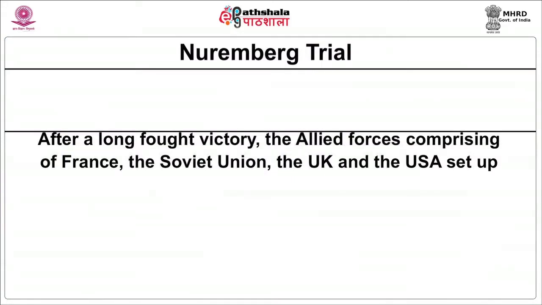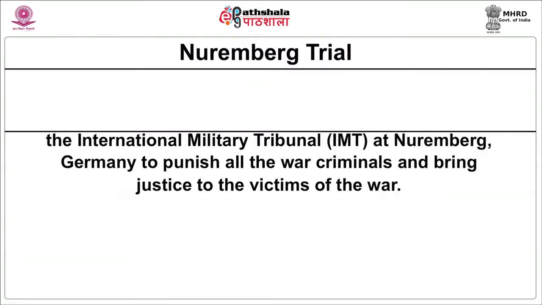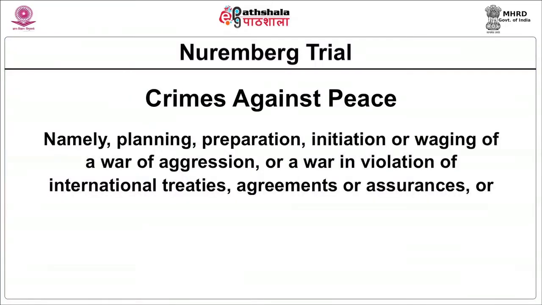After a long-fought victory, the Allied forces, comprising France, the Soviet Union, the United Kingdom and the United States, set up the International Military Tribunal, the IMT, at Nuremberg, Germany, to punish all the war criminals and bring justice to the victims of the war. Several Nazi political leaders and military leaders were prosecuted under this tribunal. The indictment lodged against them contained 3 counts.